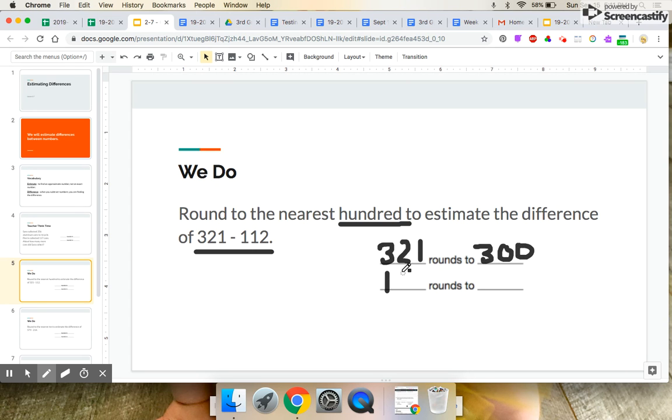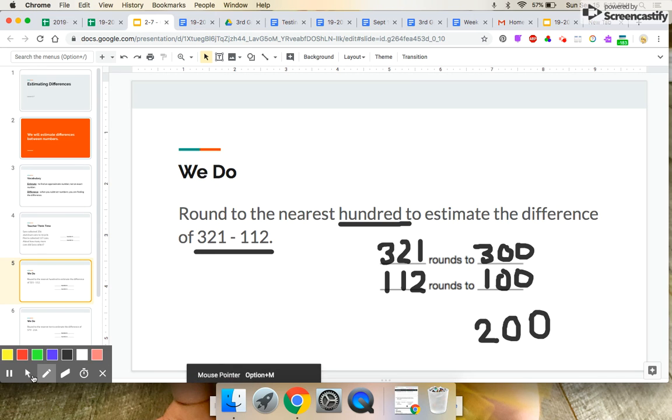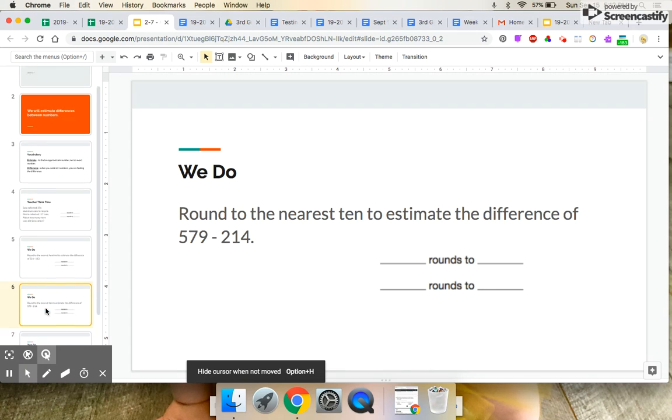Then I have 112. What number would you round it to? To the nearest hundreds. If I'm rounding to the nearest hundreds, I'm looking at the tens place. That's a 1, meaning I'd round it down. So I'd round to 100. 300 minus 100 is going to be 200. So the difference is going to be about 200. Let's take a look at another one.